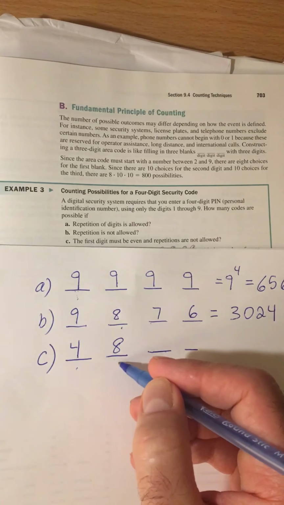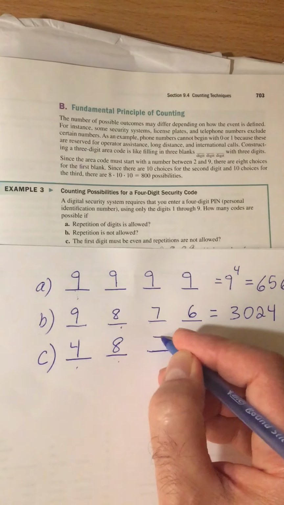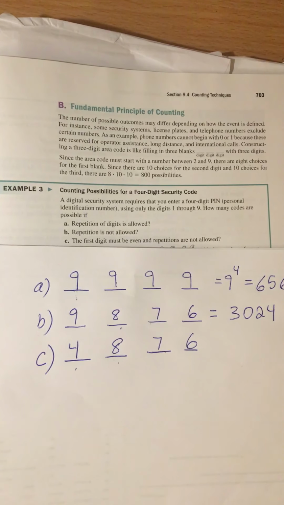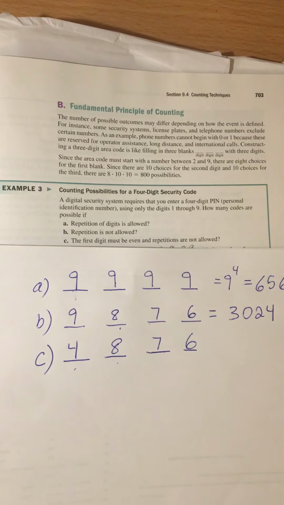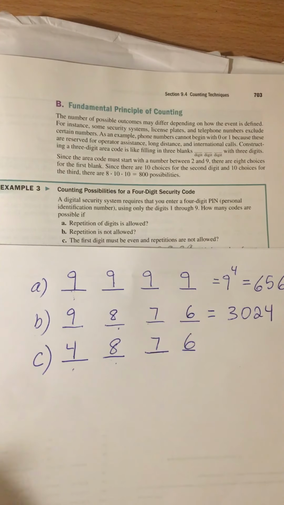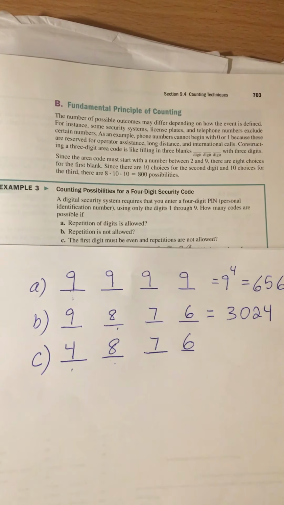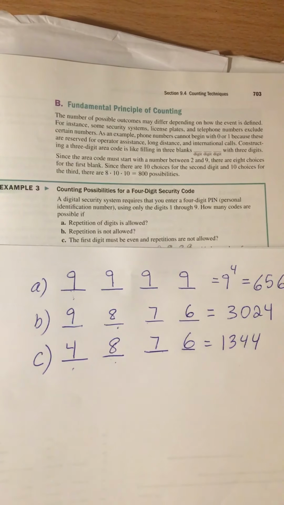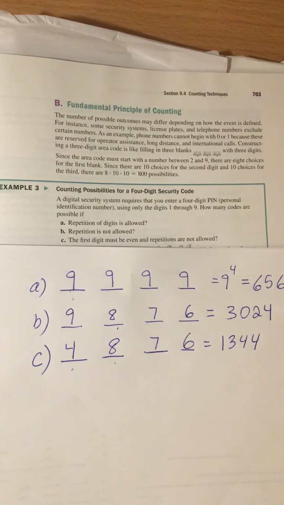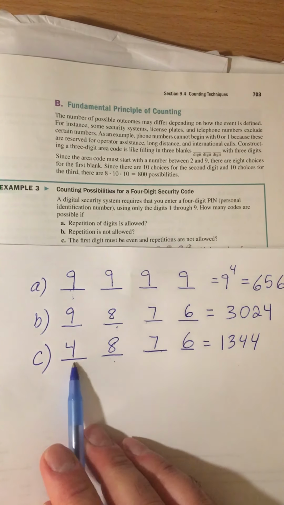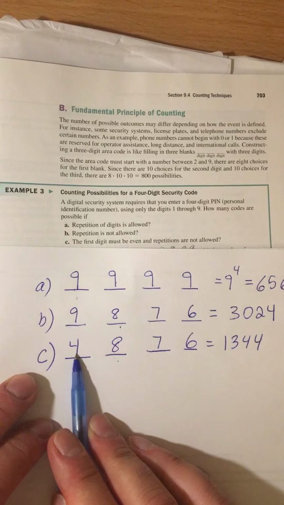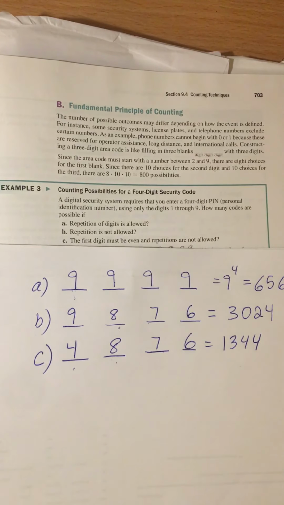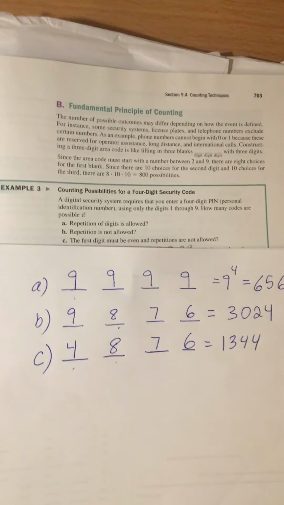Let's say I pick 1 here. Can I pick it again? No. Can I pick whatever number here? No. So there is your answer. Well, we have to multiply. So 4 times 8 times 7 times 6. So you only get 1,344 different choices for this arrangement, when the first digit has to be even, and you cannot have repetition. Okay, so that's example number 3.